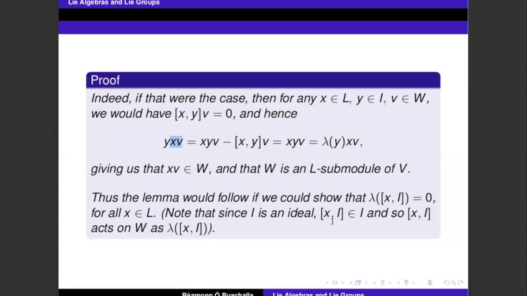Why? Well, I is an ideal, so we know that xi is contained inside the ideal. Hence, xy for any y in I is going to act on W as lambda of y times this. So this thing here is satisfied if and only if this is satisfied. Okay.